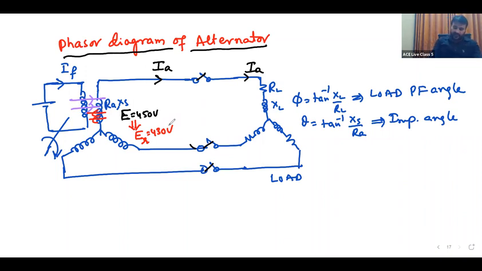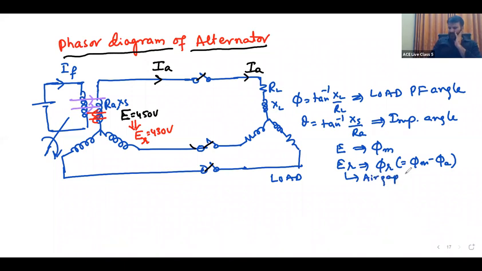I hope this is clear. E is proportional to the main field flux, but ER is proportional to phi R. Phi R is equal to phi M minus phi A, so the net flux is reduced. That is called the air gap voltage, because it is proportional to the air gap flux. ER is the generated EMF under load condition. E is the generated EMF under no load condition. Under no load, there is no armature reaction; that's the reason E is 450.